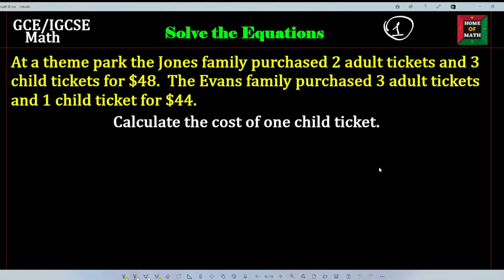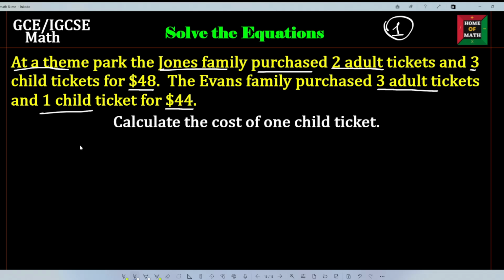First question. At a theme park, the Jones family purchased 2 adult tickets and 3 child tickets for $48. The Evans family purchased 3 adult tickets and 1 child ticket for $44. Calculate the cost of one child ticket.